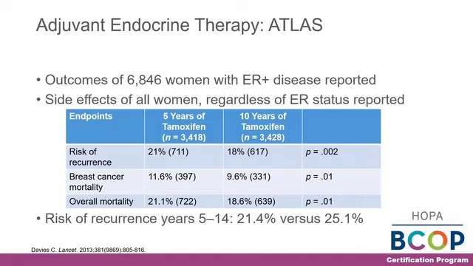And as you can see here, 10 years of tamoxifen reduced the risk of recurrence, breast cancer mortality, and overall mortality. And what was also noted in this study was that even past year 10, there was still a long-lasting benefit of having taken the tamoxifen for those 10 years, even though they weren't taking it past year 10. And so that's what that last bullet point is with regards to risk of recurrence at years 5 through 14.